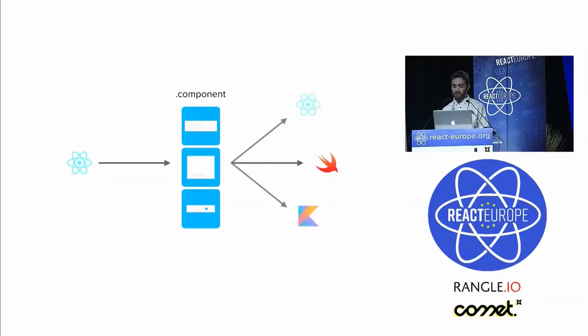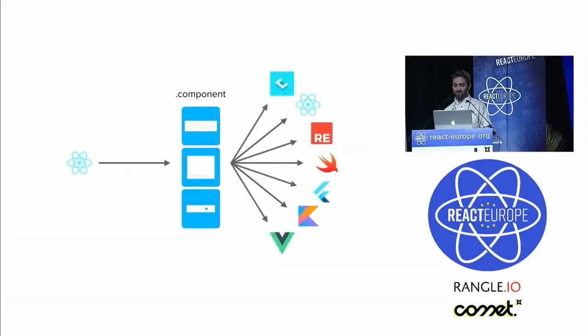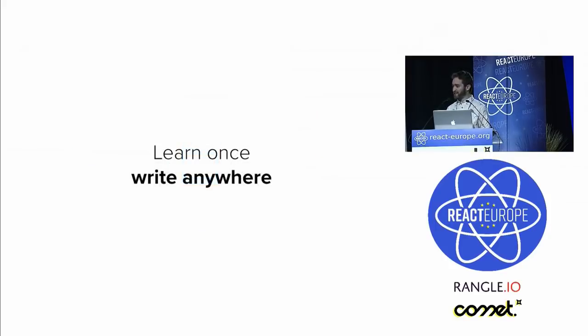And then I can turn it into any flavor of React, whether React DOM, React Native DOM, React Native Web, whatever, or Swift, or Component Kit, or Reason, or Flutter, or Vue, or really anything. And that's my goal. I want to make learn once, write anywhere a reality, so that the same React component will run on any platform, in any language, with any framework.